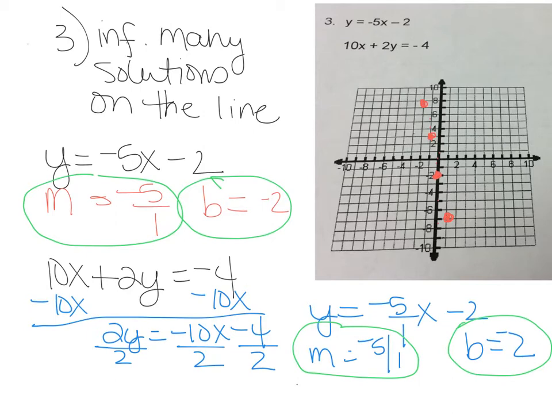So when I go to graph it, I'm going to go to -2 and put a point. Notice they're already on top of each other, but then I'm going to go ahead and use the slope. I go down 5, 1, 2, 3, 4, 5, right 1. Or I can go up 5, 1, 2, 3, 4, 5, left 1. If you notice, they're totally on top of each other. So that's why the answer was infinitely many solutions.